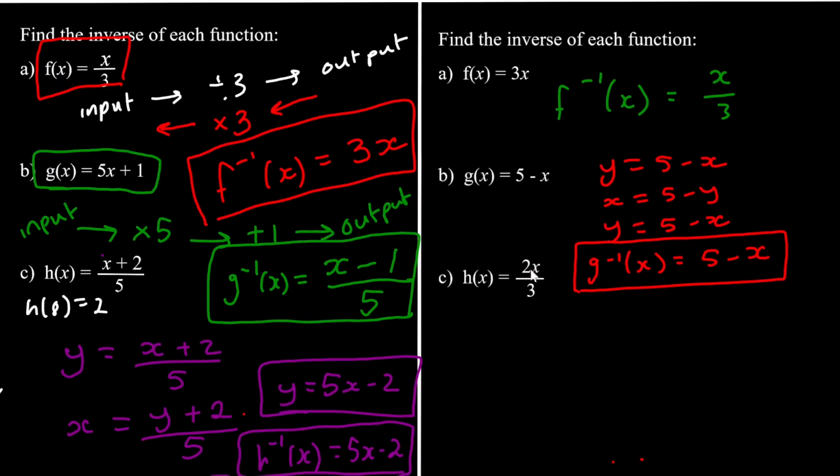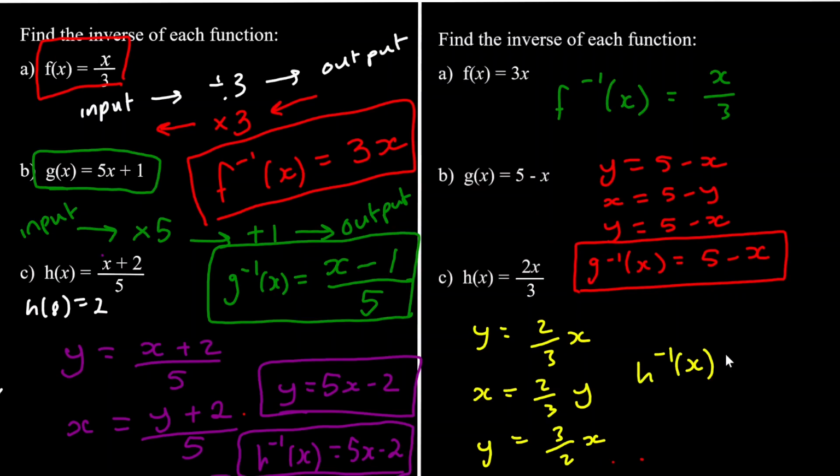And then the last one, the opposite of timesing by 2/3 is timesing by 3 over 2. Or with that method again, y equals 2/3 x. X becomes the y becomes the x, and then rearrange to get y by itself again. Y is 3 over 2 x. So h minus 1 of x is 3 over 2 x.